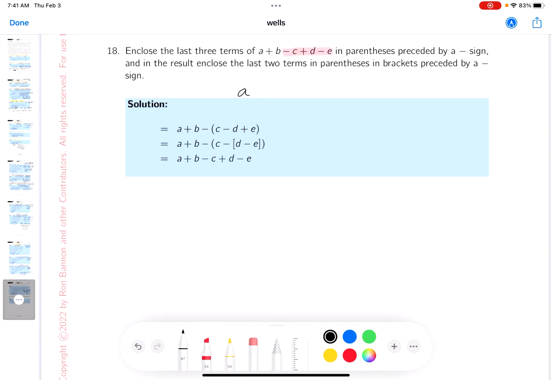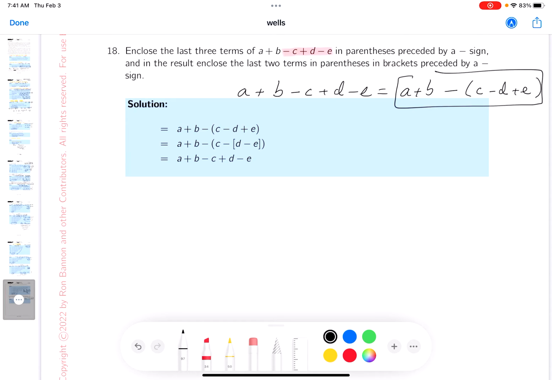They want A plus B minus C plus D minus E to be equal to A plus B minus, they said preceded by a minus sign, three terms. Well, let's go one at a time. What do you got to be? It's got to be C, because what are you doing? Subtract C. Now, it's got to be plus D, so it's got to be minus a minus D. And then it's got to be minus A, well, plus E then. And this is done. That's what they want you to write down. And that is written right over here.